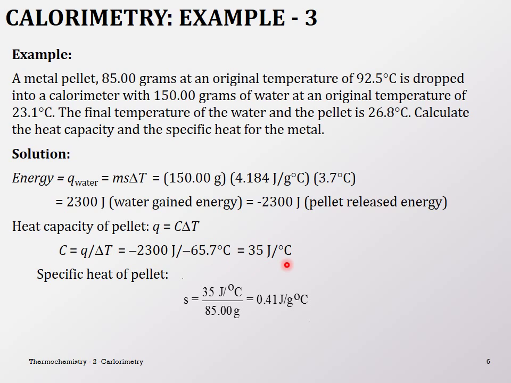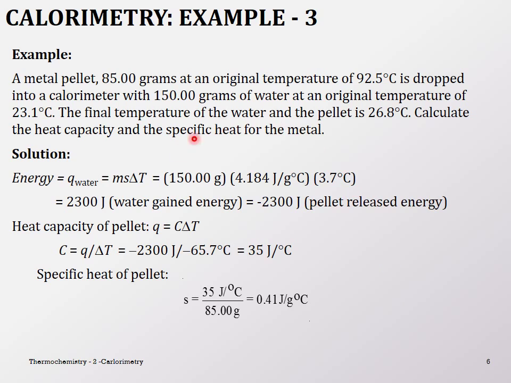So you ended up with 35 joules per degree Celsius. That is the heat capacity of the pellet. To find the specific heat capacity of the pellet, you have to divide it by the mass. Okay, that's all you have to do. So that will give you the heat capacity per gram, and that is specific heat. So one last thing to do, and then that's how you know the specific heat.